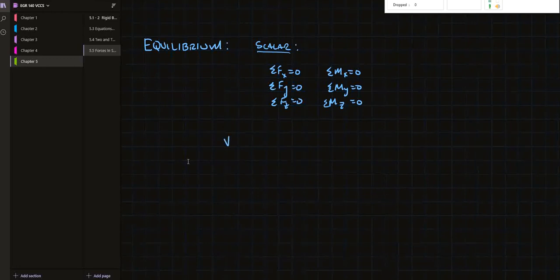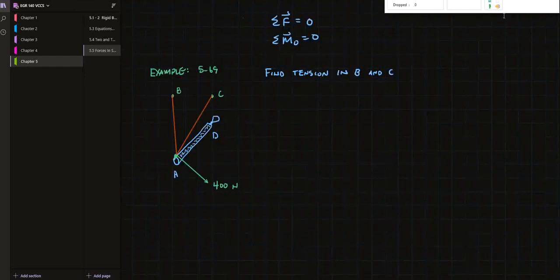But if we're going to do this with vectors, we'll want to think of it like this. Sum of all the forces, vector forces, equals 0. And sum of all our moments about some point O equals 0. So 6 equations for our 6 unknowns.